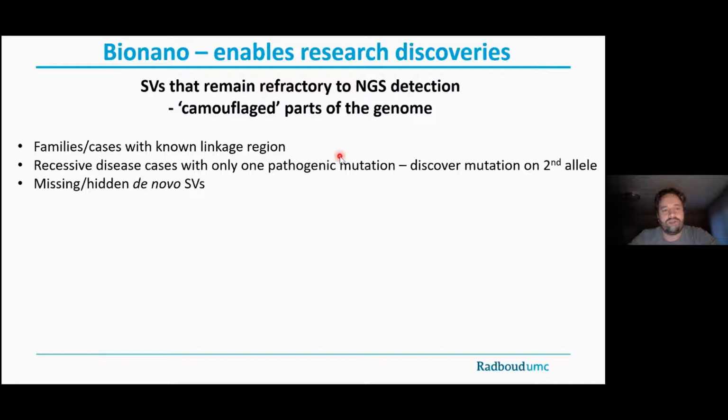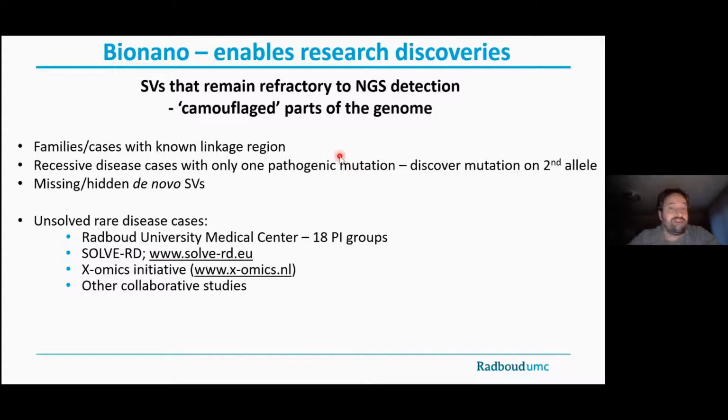What we also focus on are hidden structural variants that occur de novo. We know that the de novo mutation rate for structural variants is seemingly quite low. So if you go for patient-parent trios, we should be able to also identify those systematically using optical mapping.